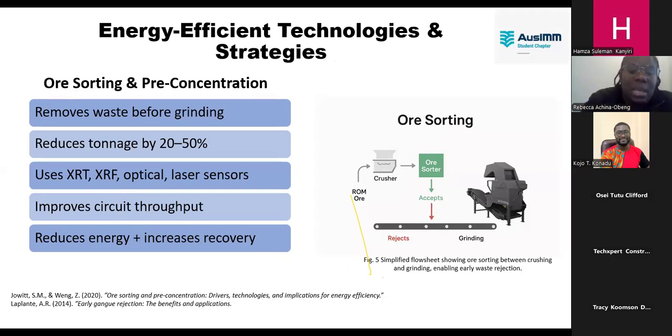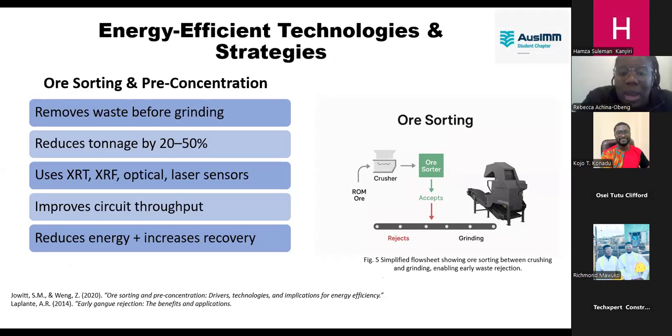So as can be seen here, this is a simplified flow sheet showing ore sorting between crushing and grinding, enabling early waste rejection. The limitation of the ore sorter is you can't introduce boulders, right? So from the run-of-mine, the ore is introduced into the crusher to be broken down into a specified particle size, and it is introduced into the ore sorter. The ore sorter uses technologies such as XRT, XRF, optical and laser sensors to reject or take out the gangue material, the waste material.